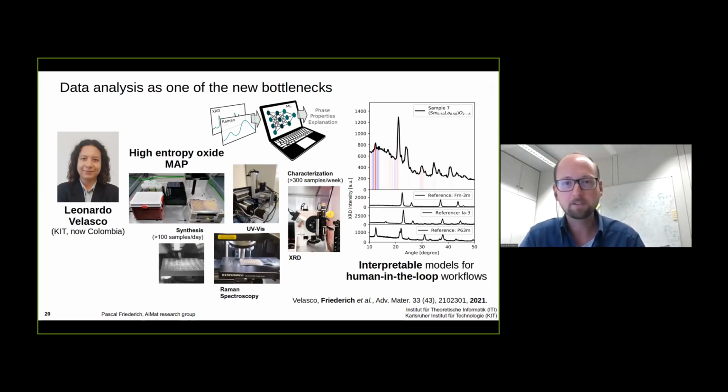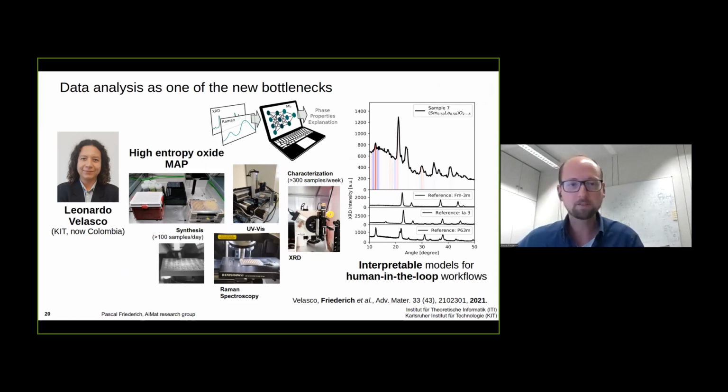So one of the bottlenecks, as I already mentioned, that we identified in a very nice high entropy materials acceleration platform that was developed by Leonardo Velasco, who was at KIT until recently. He's now professor in Columbia. He was developing this platform that can automatically synthesize high entropy oxides from solutions. And it includes also a couple of characterization steps, such as UV-Vis, XRD, Raman spectroscopy, and so on.